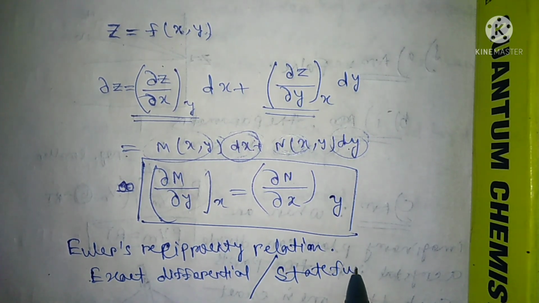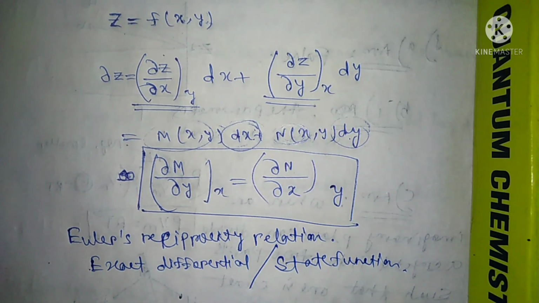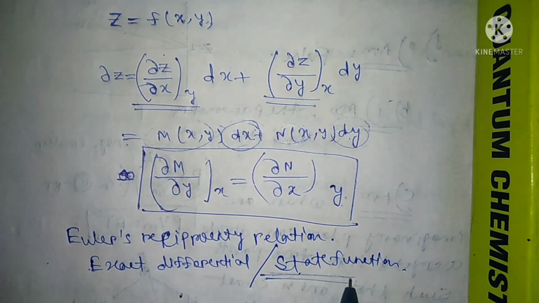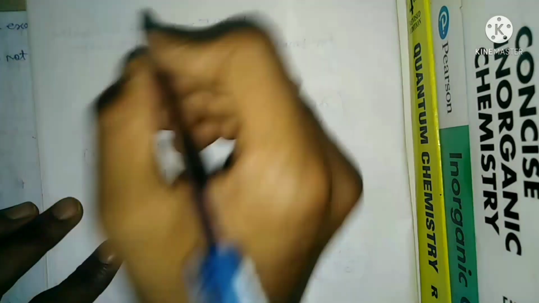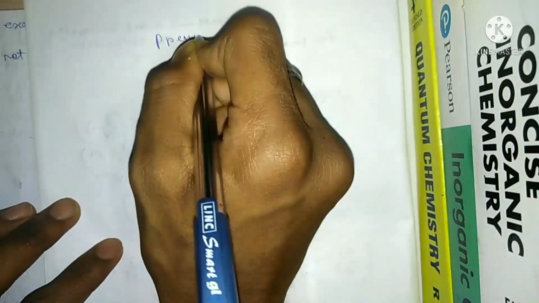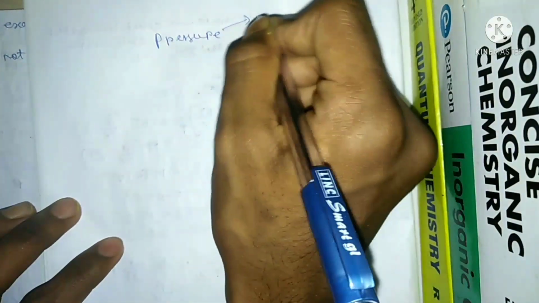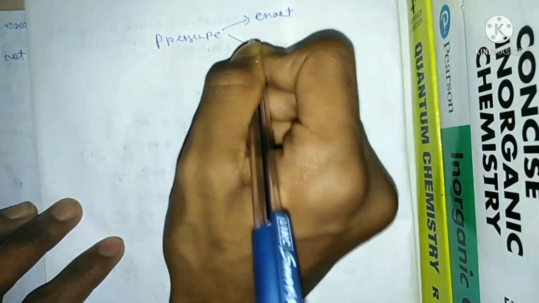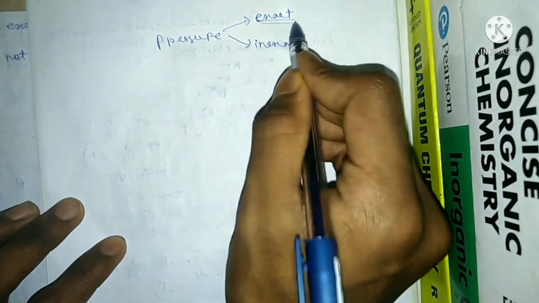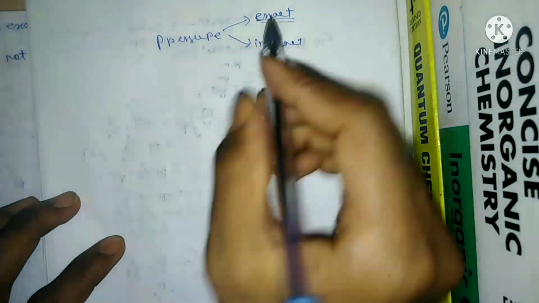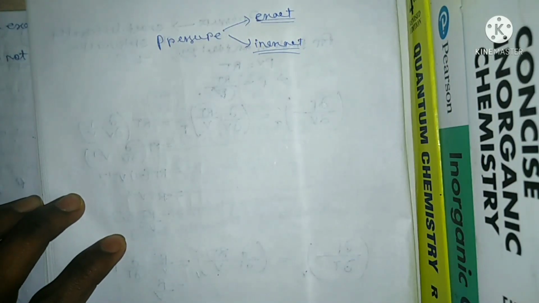So we have now known that exact differentials are those functions which depend upon the state and not upon the path followed. Now we will check whether pressure is an exact differential or inexact differential. If it is an exact differential, then the function will be a state function, and if it is inexact, then the function will be a path function.